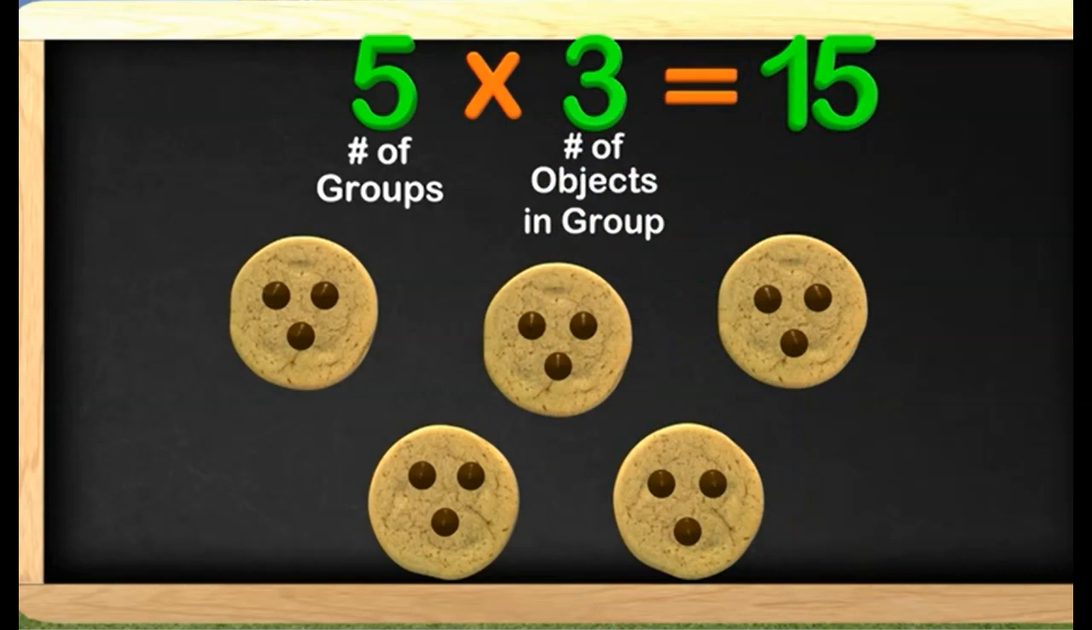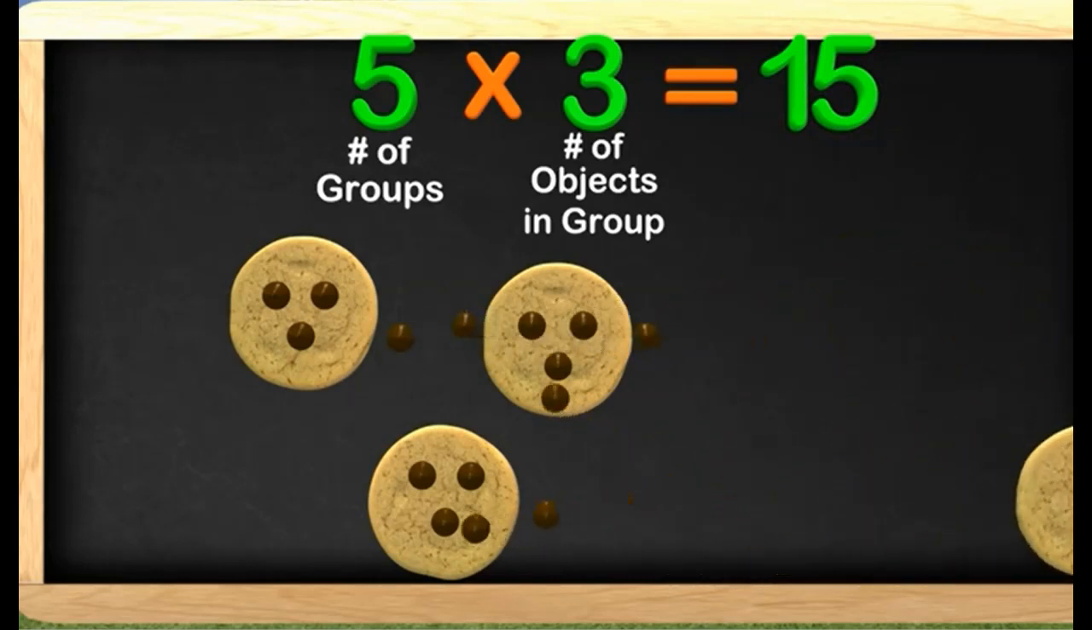Great job. We have 5 cookies, which represent the number of groups, and 3 chocolate chips on each cookie that represent the number of objects in each group. Counting all the chocolate chips gives us 15. There is something really cool about multiplication. Take a look at this.